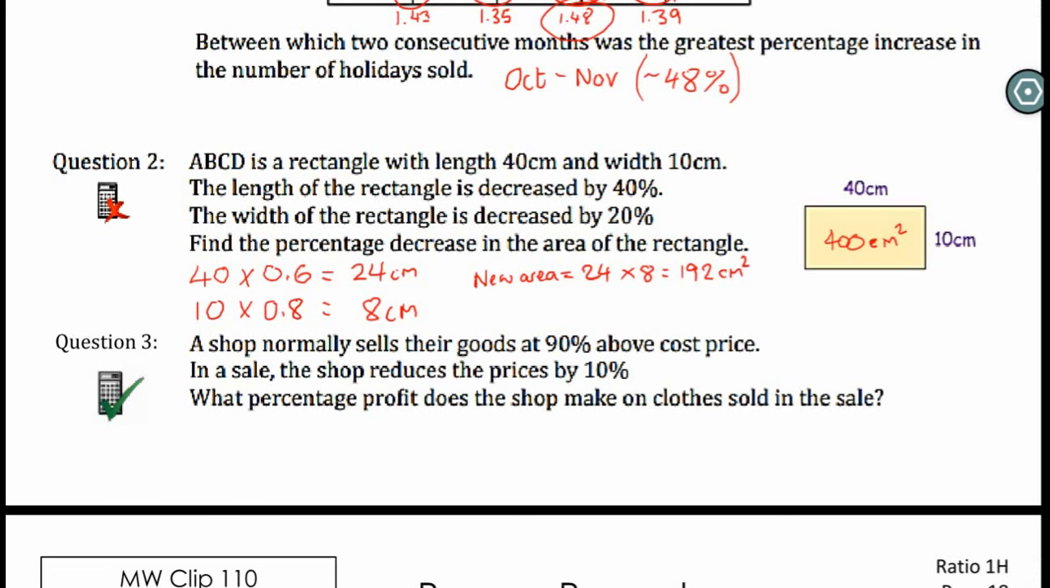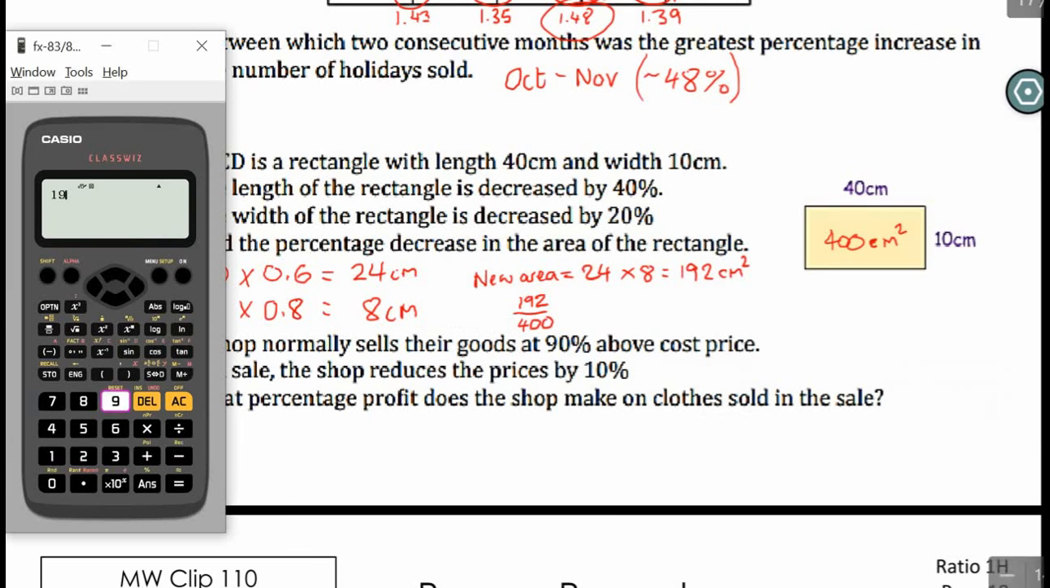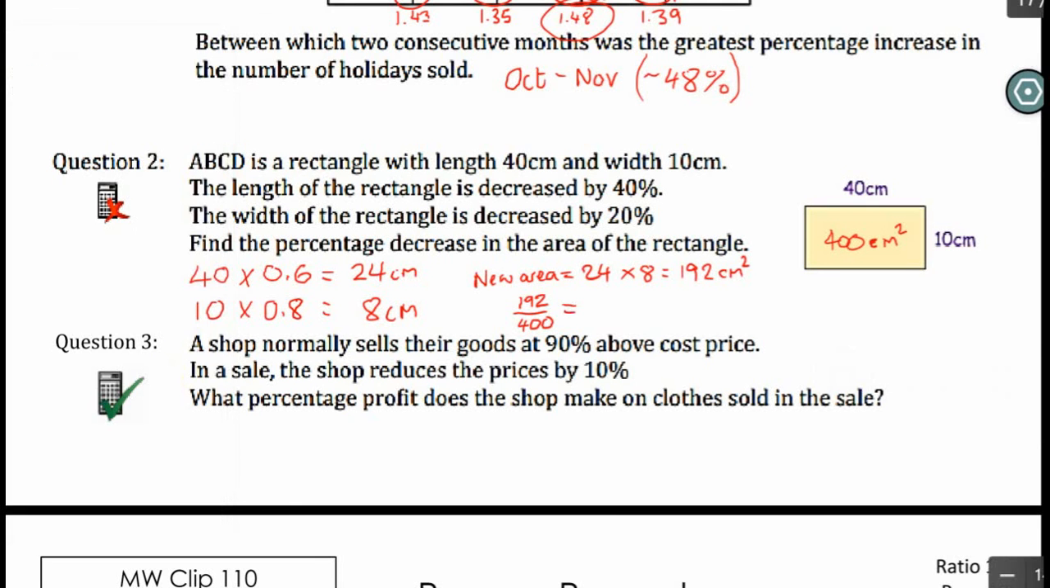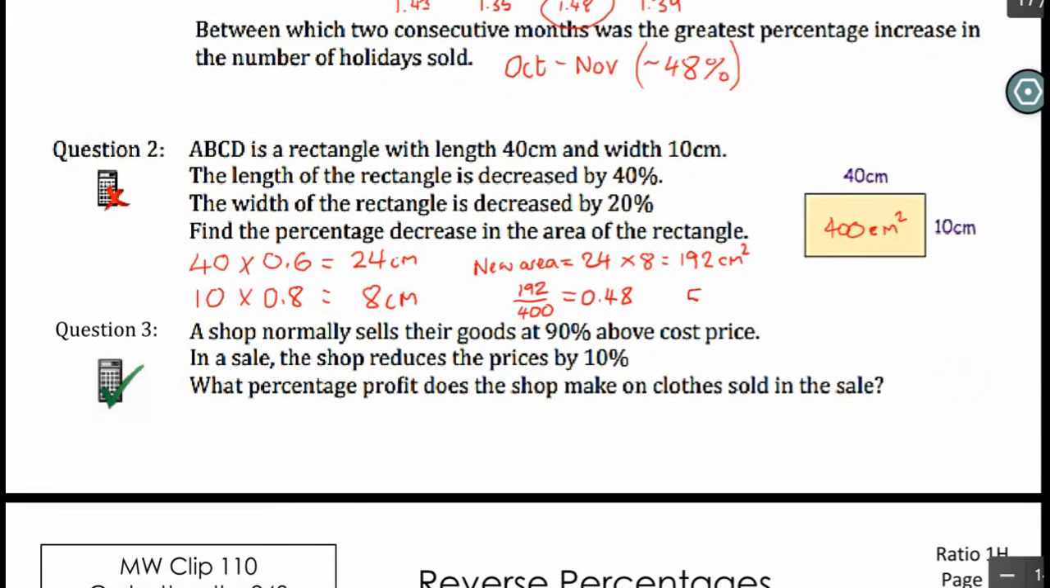What is the percentage decrease? So to go from 400 to this, if we divide new by old, we get 0.48. So it is 48% of what it was before. So that's a 52% decrease.